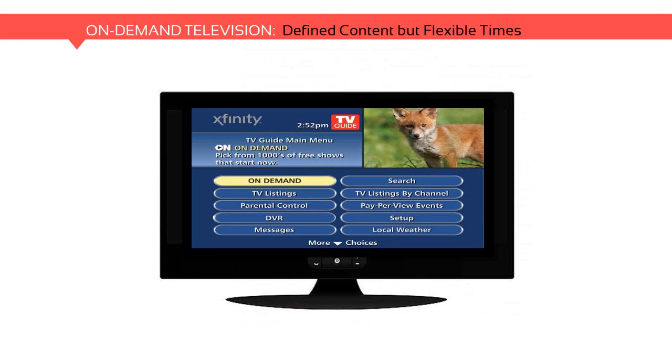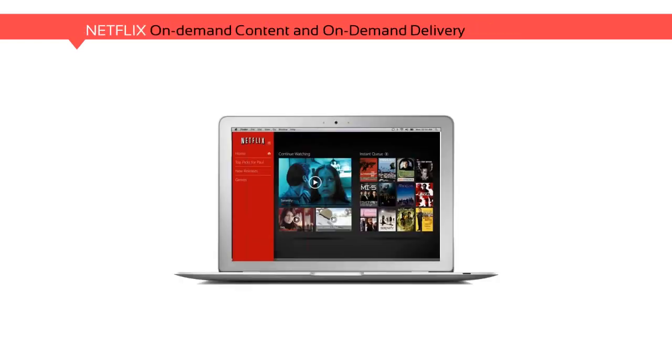Now, over time, we started getting more and more flexible. And most of you, I imagine, have some sort of on-demand television. You have some defined content, but you can tune in at your convenience in flexible times. And sometimes we just tune in and catch up on some programs after we've been out of town for a few days or something like that. And it's making progress in terms of the needs of the audience.